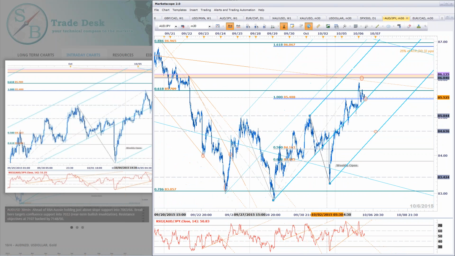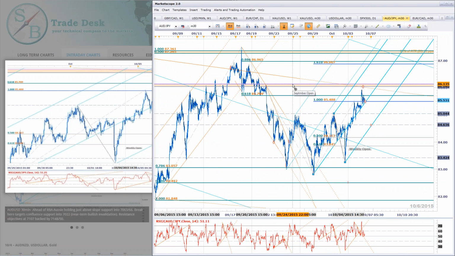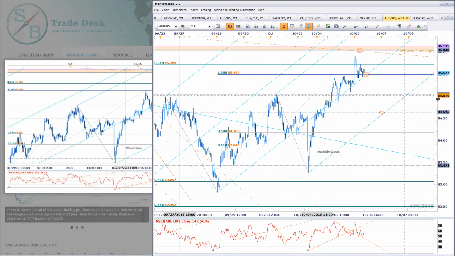The major resistance that you're looking at up here is a confluence of the September open, which you see there in pink. And this is the September high day close. And that gives you a range of 86.04 into 86.13. So ideal area, I think we'd be looking for a little bit more of a rigid resistance hold for Aussie Yen.